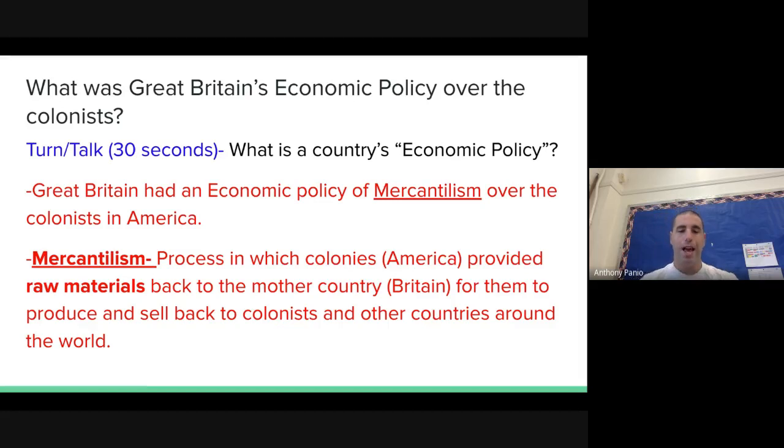So what's going to happen is the job of the colonies, and specifically of America, is to provide those raw materials to Great Britain. So let's take something like a pencil. A pencil is made of many different raw materials. When you combine a lot of the raw materials to make a pencil, you are producing a pencil, or what's called a good.